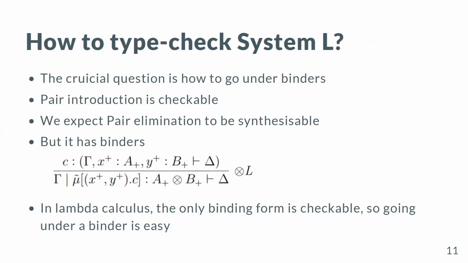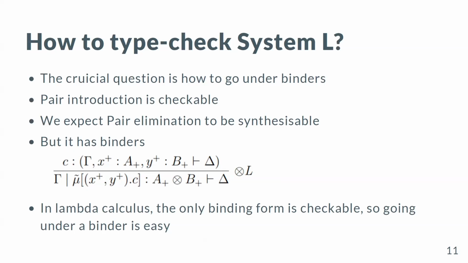I hope it wasn't too fast. I assume we've seen some of it. But now the main bit is how do you actually type check it? So the main problem is going under binders. So in the lambda calculus, your main binding form is lambda, which is checkable. And type checking that is easy because you know what the combined type is. So you just take it apart and you put the argument into the context, and then you keep checking.